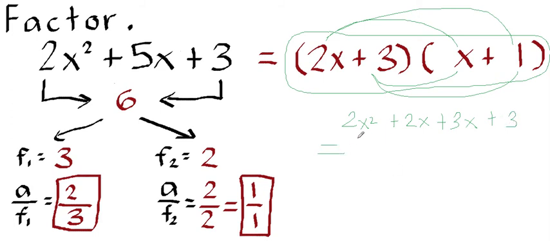Simplify. Bring down 2x squared. Combine like terms. Positive 2x plus 3x is equivalent to positive 5x. Then bring down positive 3. Therefore, our factors are correct: quantity 2x plus 3 times quantity x plus 1.